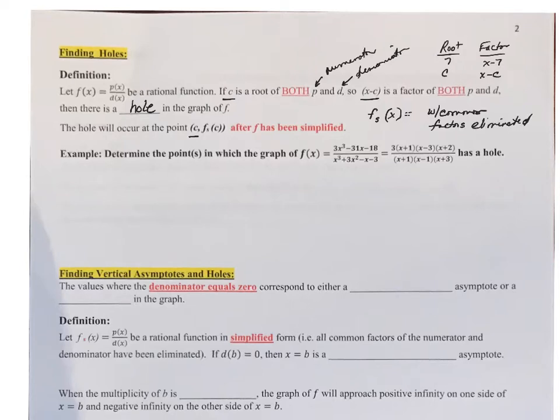Okay, so in our example, we're supposed to determine the point in which the graph of f of x has a hole. And we're given this polynomial 3x cubed minus 31x minus 18 divided by x cubed plus 3x squared minus x minus 3. So a third degree polynomial divided by a third degree polynomial. First thing we've done is we've factored it, which is important because I can't do much without factoring it. And then I'm going to look for those common factors. And I can see I have a common factor of x plus 1 in the numerator and x plus 1 in the denominator. Okay, so that means that I have a hole.